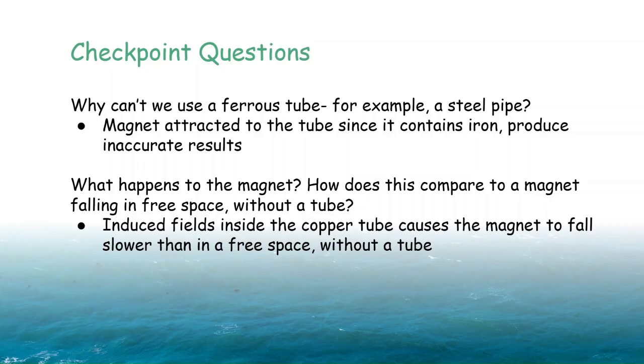And next, what happens to the magnet, and how does this compare to a magnet falling in free space without a tube? As the magnet falls through the copper tube, the change in magnetic flux induces currents, which create a magnetic field that opposes the magnet's motion. This leads to a magnetic force that points upwards against the force of gravity, slowing the magnet down. This reduces the acceleration of the magnet and can lead to a lower terminal speed. And so the magnet would take longer to fall than it would in free space without a tube.